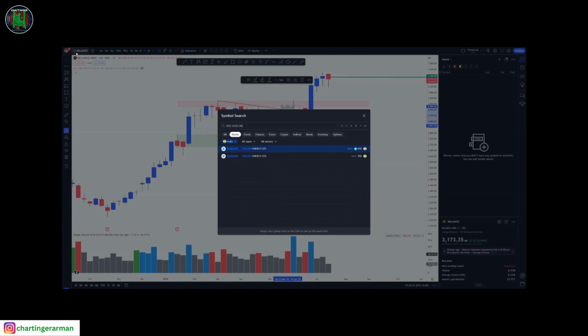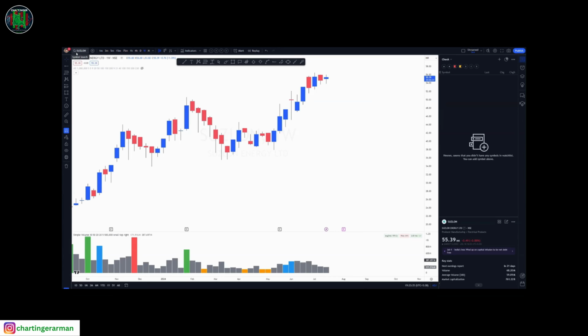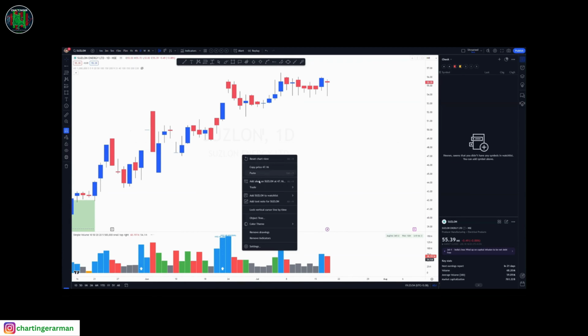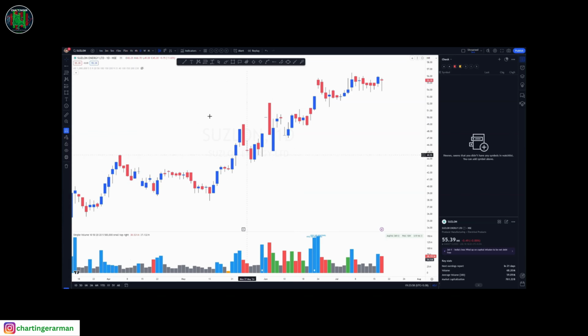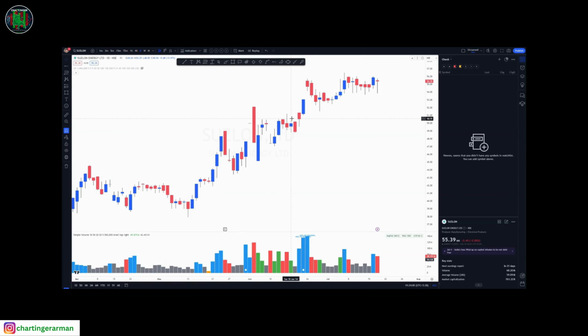We'll check out Suzlon for a while. See over here, yeah, I can figure this out. See, Suzlon broke out. We'll switch to the daily time frame first. Sorry, I forgot that the time frame was weekly. So we'll go and check across.